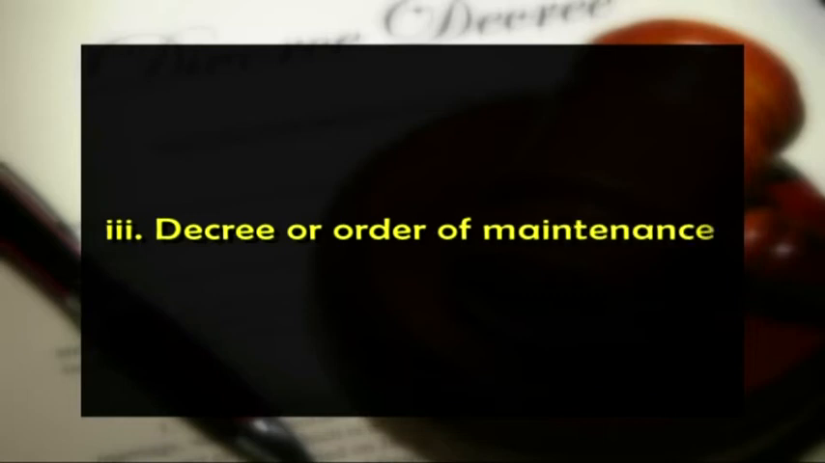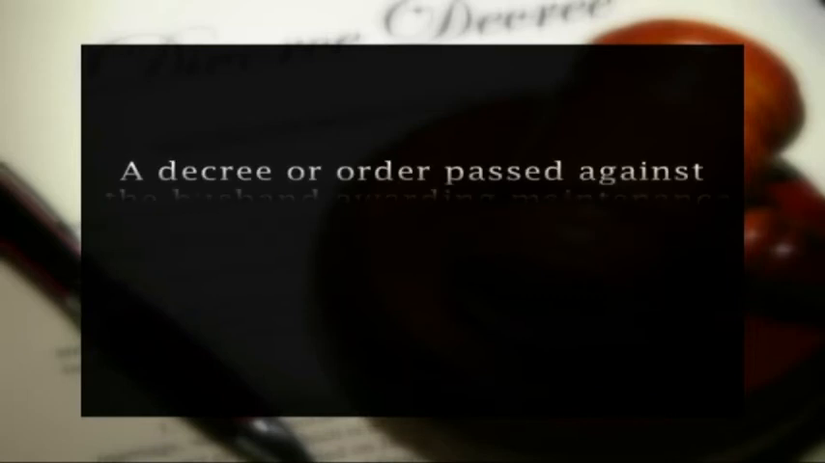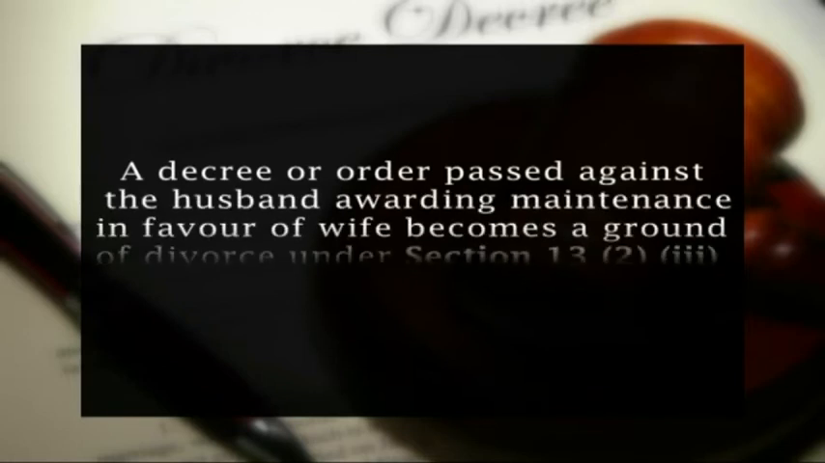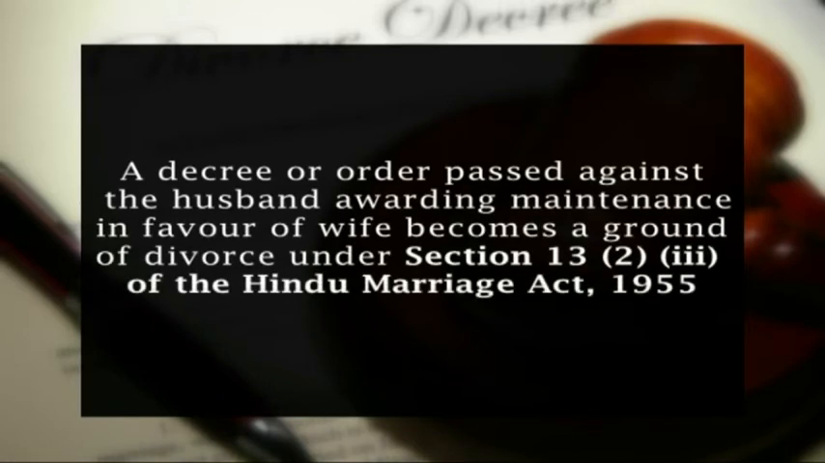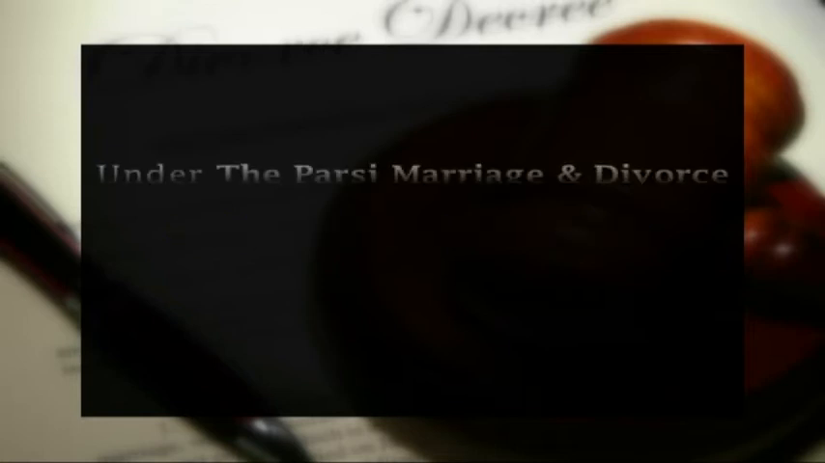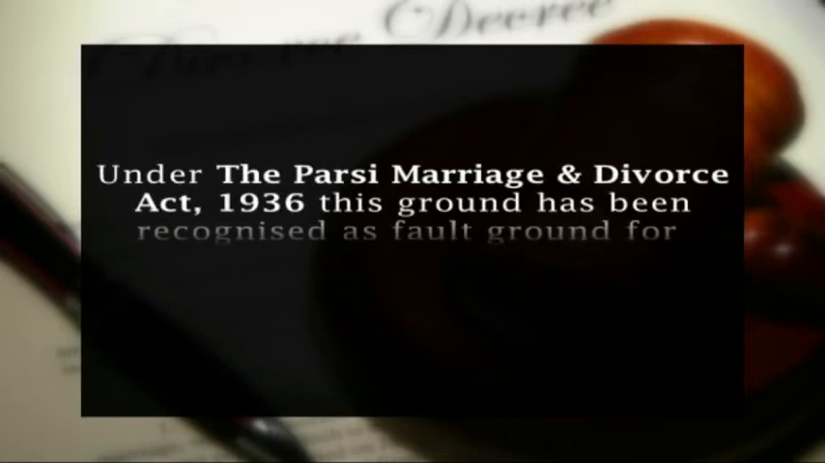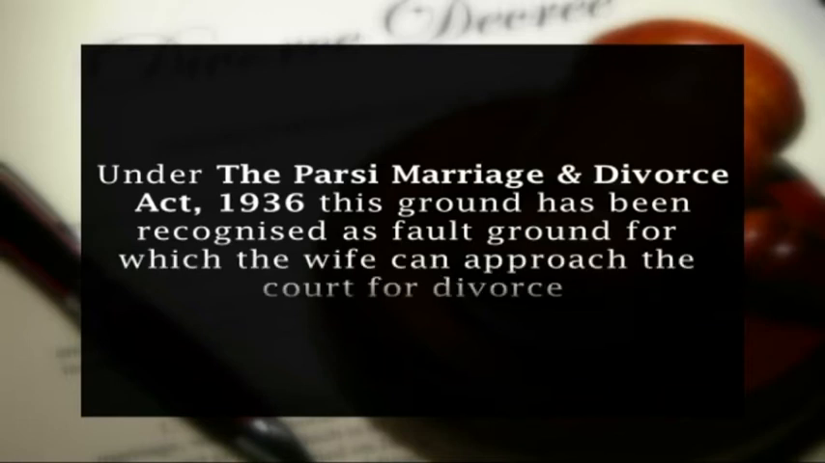Number 3, decree or order of maintenance. A decree or order passed against the husband awarding maintenance in favour of the wife becomes a ground of divorce under Section 13, subsection 2, clause 3 of the Hindu Marriage Act 1955. Number 4, forcing into prostitution. Under the Parsi Marriage and Divorce Act 1936, this ground has been recognized as a fault ground for which the wife can approach the court for divorce.